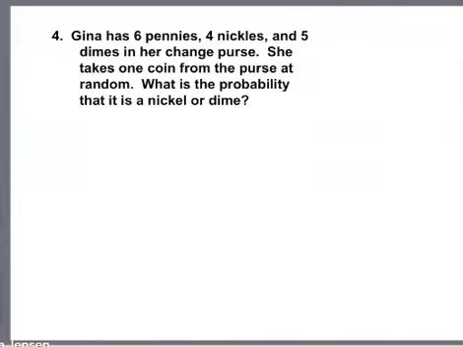It says Gina has 6 pennies, 4 nickels, 5 dimes in her purse. She takes 1 coin from her purse. What is the probability that it is a nickel or a dime? So first of all, whenever we have an or problem, we're going to add probabilities. So what's the probability it's a nickel or a dime? The probability of a nickel and the probability of a dime.